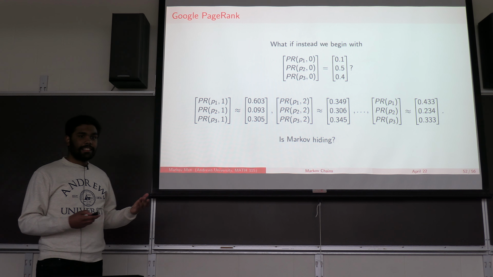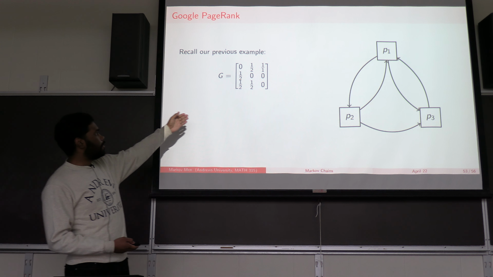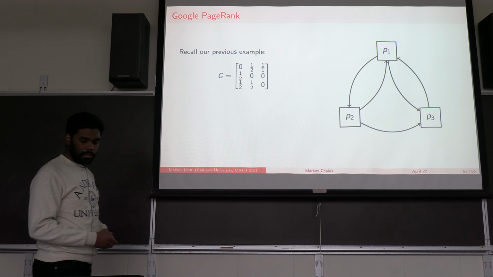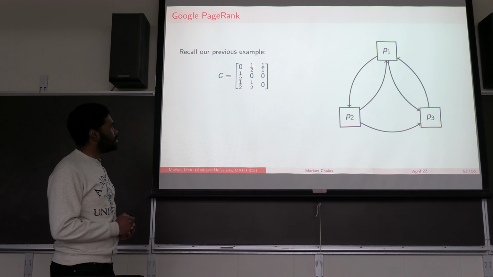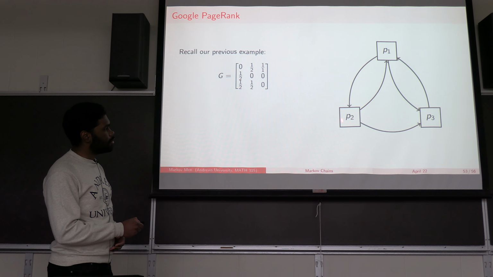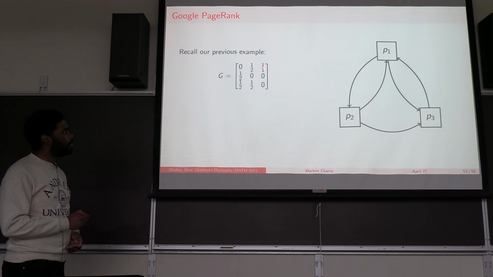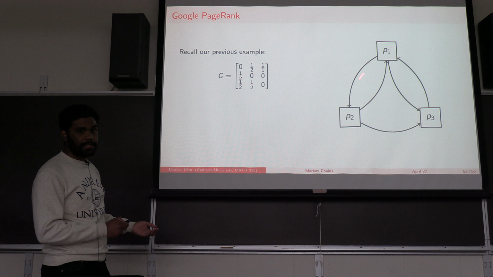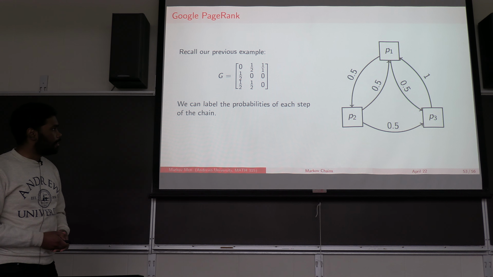Is Markov hiding? Of course he is, because this is a Markov chain talk, right? So recall our previous example where we have our G matrix and our diagram over there. Notice that this entry over here represents the chance that page 2 goes to page 1, and it's half, because page 2 can go to either P1 or P3. Likewise, the chance that page P3 goes to P1 is 100% because P3 only points to P1.